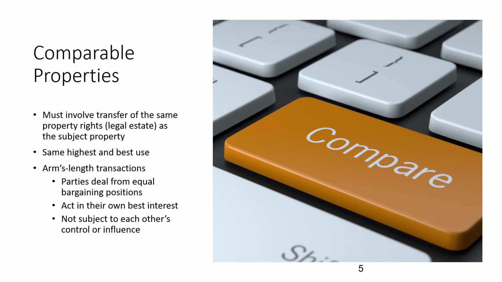Comparable properties must involve the transfer of same property rights, the legal estate, as the subject property, same highest and best use. At arm's length transactions, the parties deal from equal bartering positions. They act in their own best interest and are not subject to each other's control or influence.